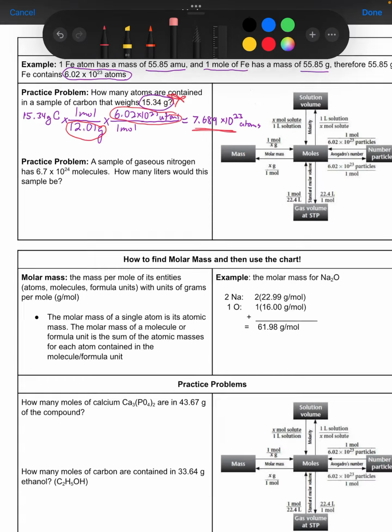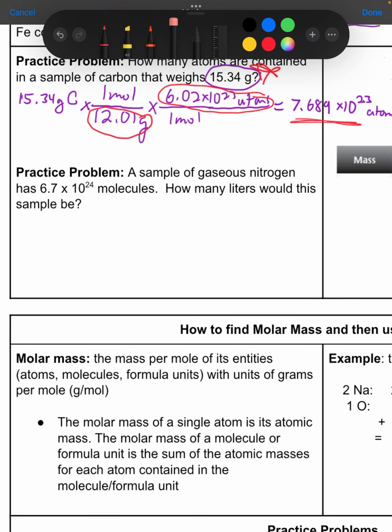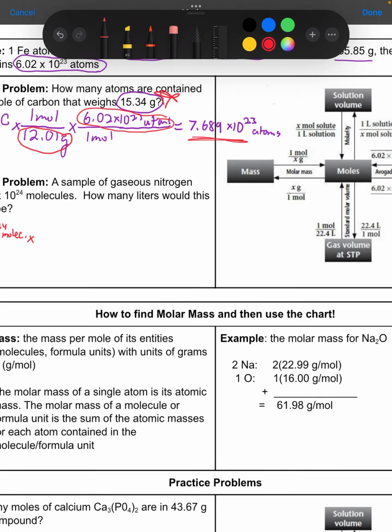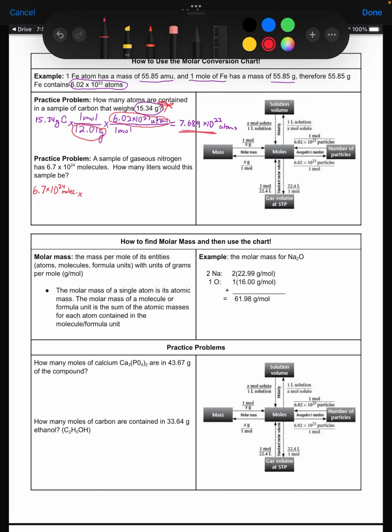Our second practice problem states, a sample of gaseous nitrogen has 6.7 times 10 to the 24th molecules. So that's my given number, and I'm going to write it down. I'm just going to abbreviate molecules. What I want to know is how many liters is that sample going to be. So let's take a look at the conversion chart and let's see where we need to go. I have a lot of molecules, so I'm going to start over here on the particles side. And what I want is liters, and it's gaseous nitrogen, so I'm actually going to be going that way.